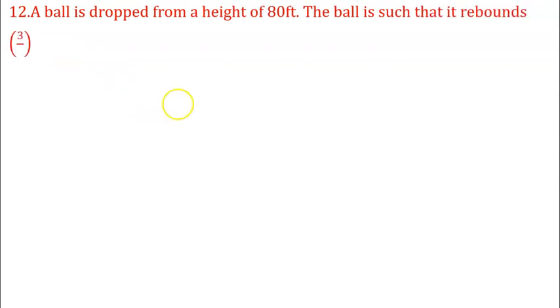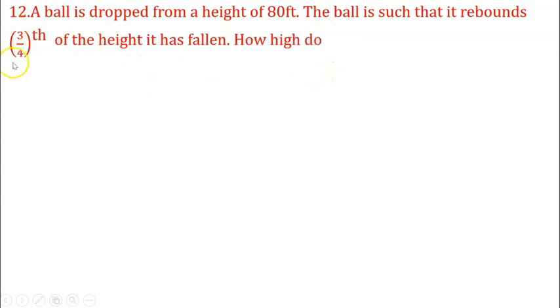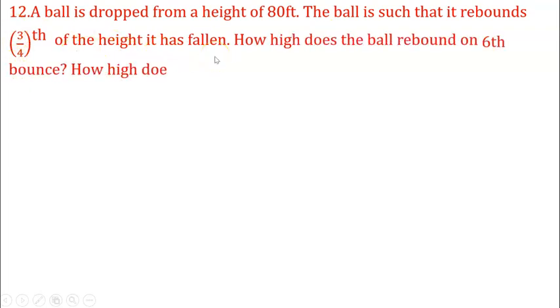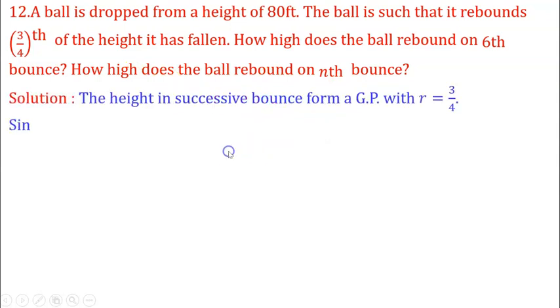A ball is dropped from a height of 80 feet. The ball is such that it rebounds 3/4 of the height it has fallen. How high does the ball rebound on the sixth bounce? How high does the ball rebound on the nth bounce? Okay, now here is the solution.